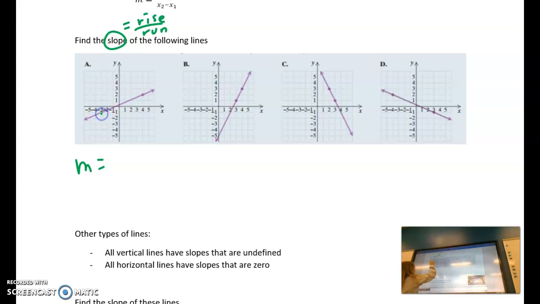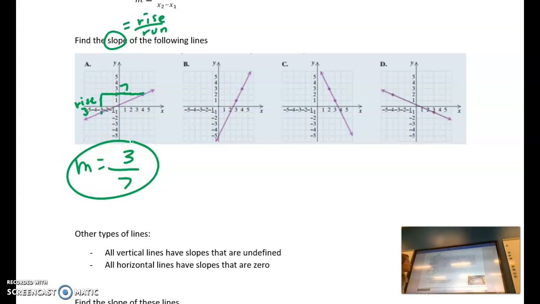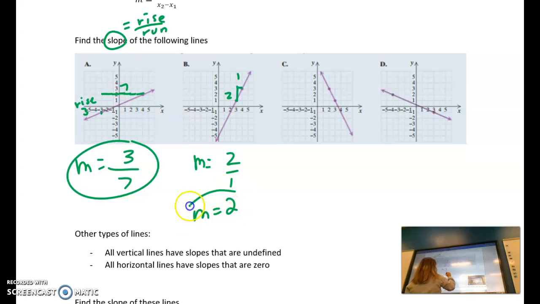So we've got to get from this point to this point. So we're rising 1, 2, 3 units. And then we're running 1, 2, 3, 4, 5, 6, 7 units. So our slope is our rise over our run, 3 over 7. Okay. Number 2, let's do the same thing. So from this point to this point, m equals rise. We go up 2, right 1, 2 over 1. So 2 divided by 1 is just 2. That is our slope.